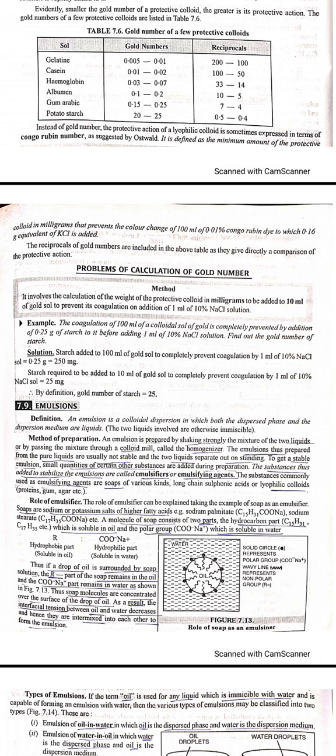Thus, if a drop of oil is surrounded by soap solution, the R part of the soap remains in the oil and the COO negative Na positive part remains in water, as shown in figure 7.13. Thus, soap molecules are concentrated over the surface of the drop of oil. As a result, the interfacial tension between oil and water decreases, and hence they intermix to form the emulsion, as we can see in figure 7.13.